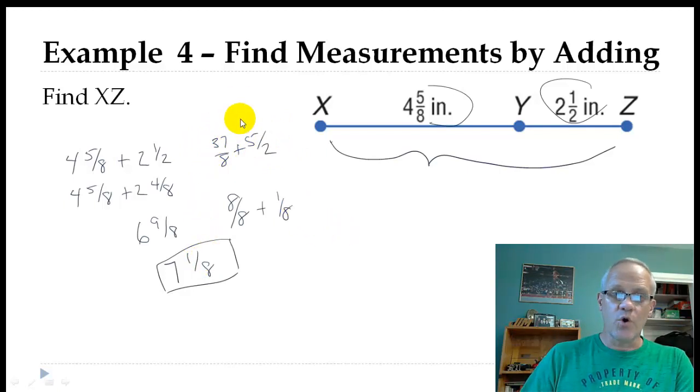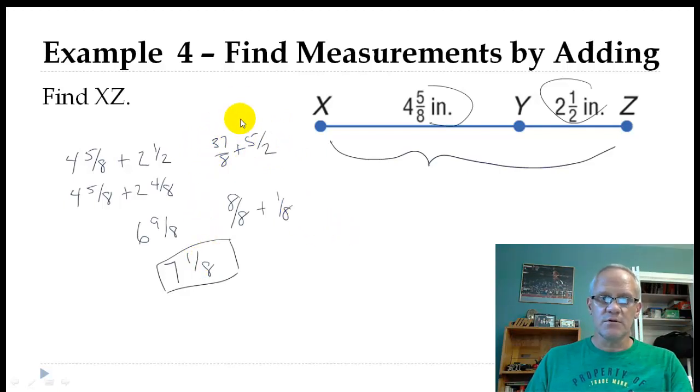So, oh, one last thing. What did I forget here? I said 7 1/8, but guess what? Don't we have to have a unit of measurement, which is inches? And so I have to write inches in there.